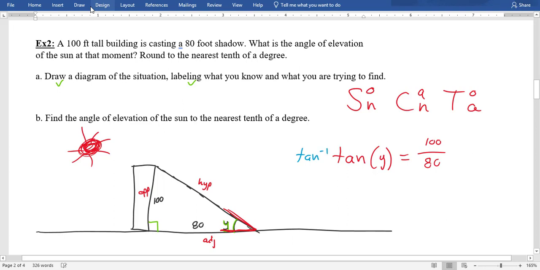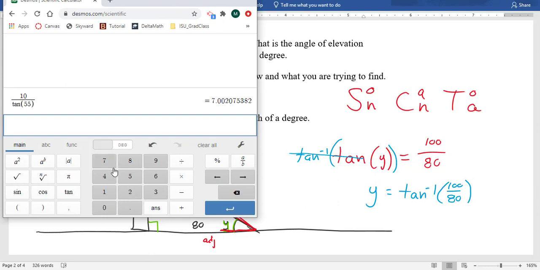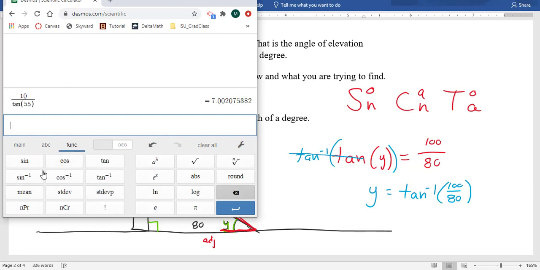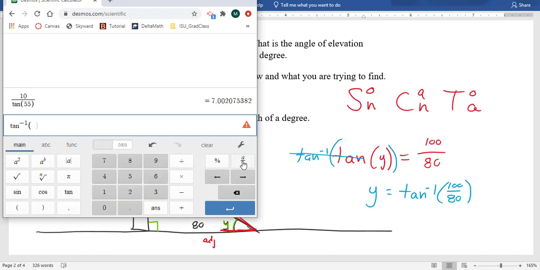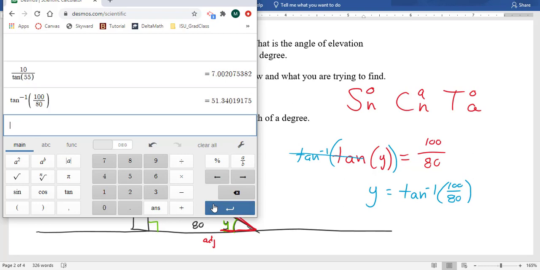Well, the opposite of a tangent is inverse tangent. Those cancel. I'm left with y. I need an inverse tangent on the other side of my equation. And so when I do that, I'm going to go to my handy-dandy Desmos scientific calculator. I'll push function, inverse tangent. Go back to the main part here. I'll even push fraction, 100. Go to the bottom of the fraction, over 80. Enter.